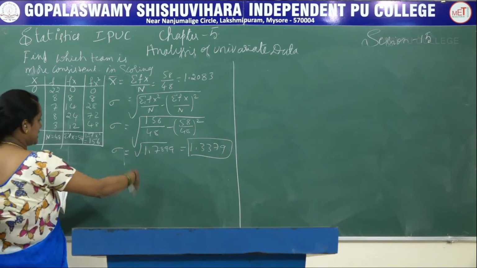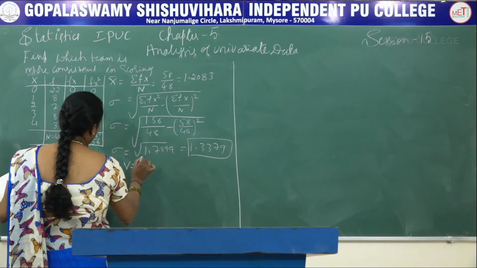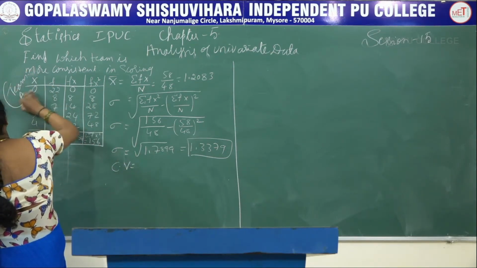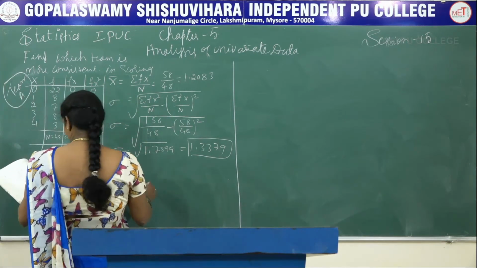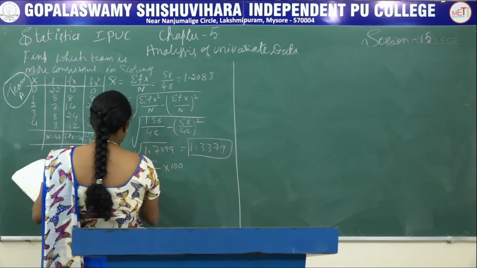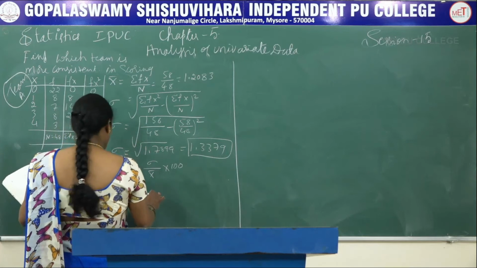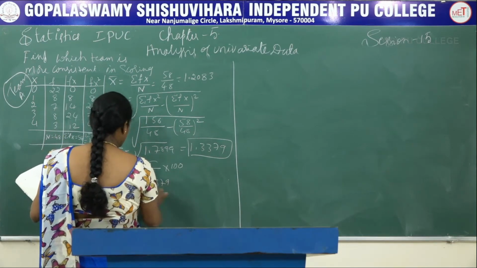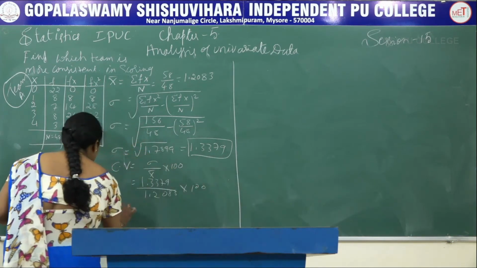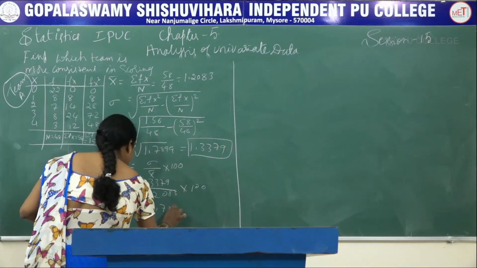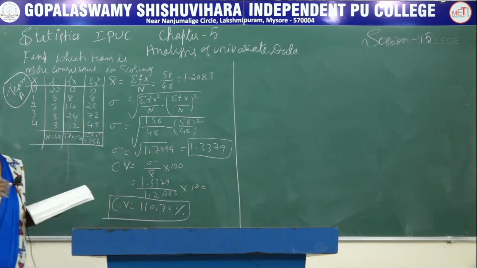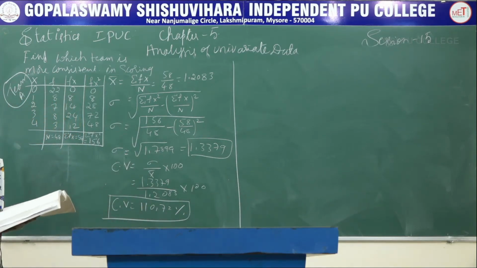And continuing, write the CV also. CV for team A is sigma divided by X bar into 100, and this is 1.3379 divided by 1.2083 multiplied by 100, and CV is 110.72%. For team A we have calculated the CV value.